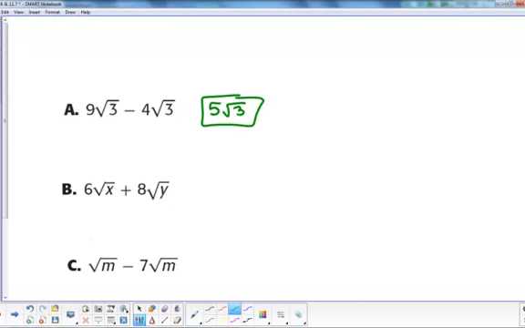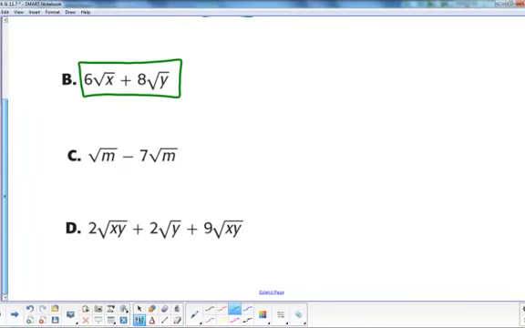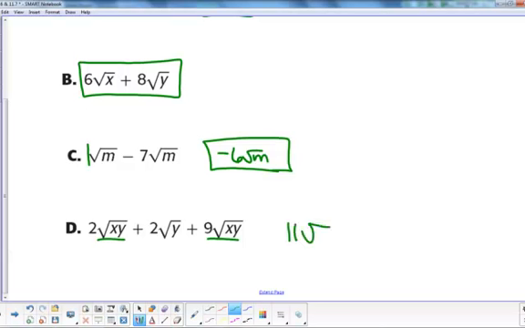6 root x plus 8 root y, we cannot put those together. So this is actually our answer. We don't need to do a thing. 1 root m minus 7 root m is negative 6 root m. We can put them together because they both have a root m. The xy terms we can put together, so we have 9 of them and 2 of them. So that's 11 root xy. And then we can't forget about our 2 root y that's hanging out there.